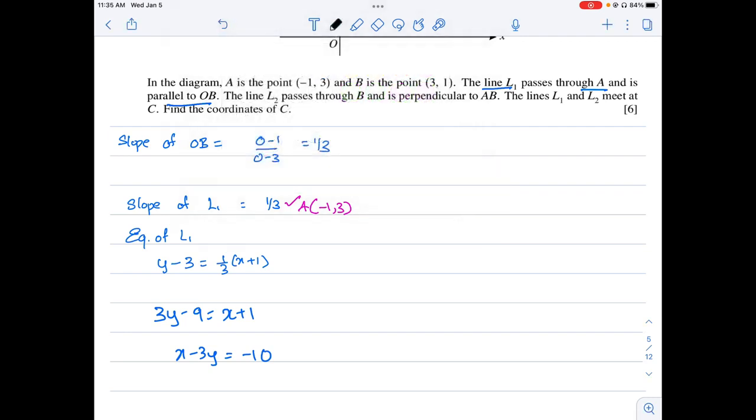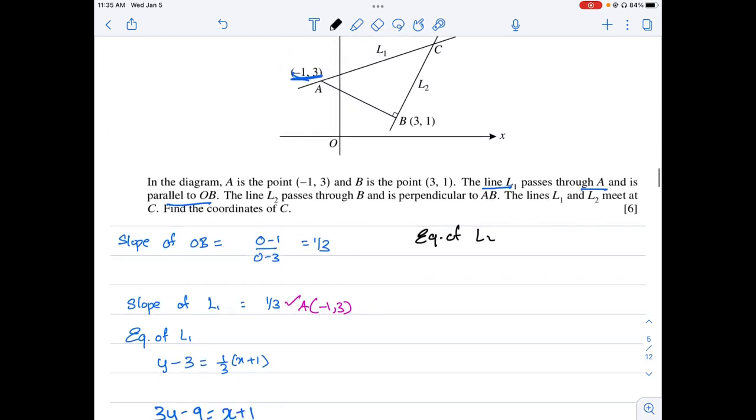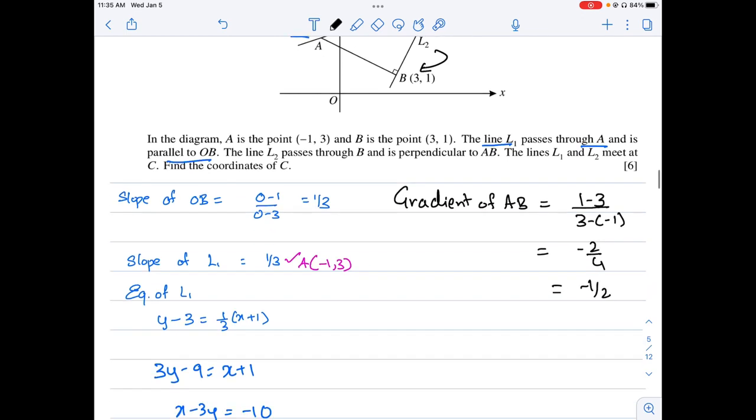Now I will be finding the equation of L2. L2 is perpendicular to AB. So what am I going to do? I am going to find the gradient of AB, or slope of AB. Gradient of AB is y2 minus y1 by x2 minus x1. So it becomes minus 2 upon 4, which is minus 1 upon 2. So gradient of L2 will be, because it is perpendicular, positive 2.